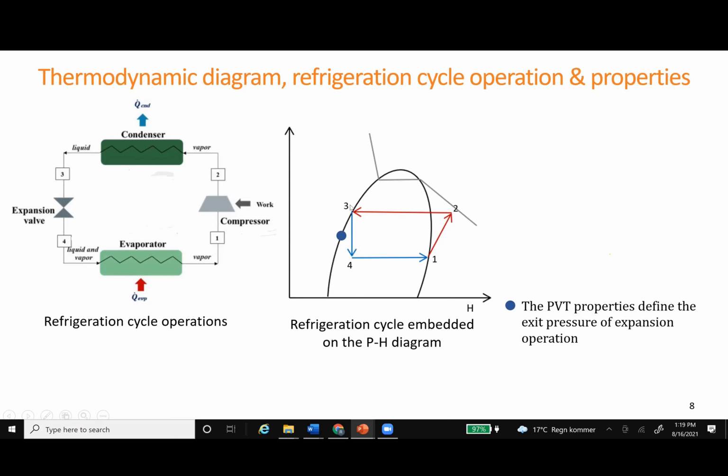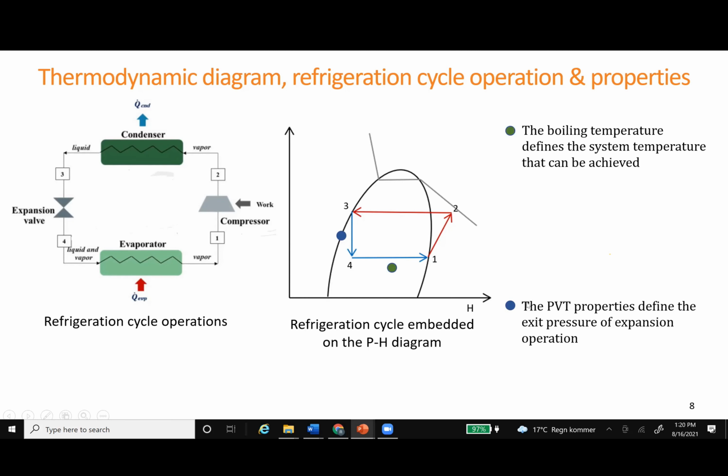That is from 3 to 4. The PVT properties define the exit pressure of the expansion operation. From here to here, the PVT relationships will define that. Are we in the two-phase region? Are we in the one-phase region? Things like that. How far in the two-phase region? This diagram, the PVT relationships will define how far we need to go down.